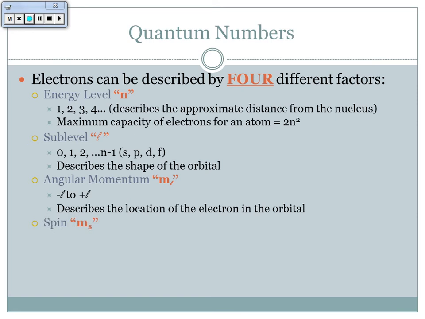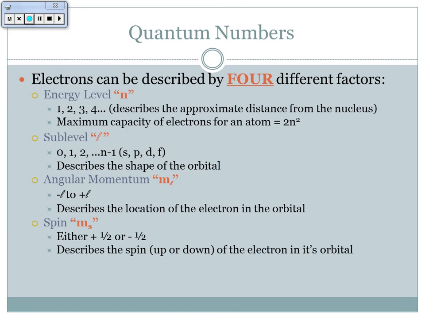And then there's the spin, the final quantum number, M sub S. The spin is either +0.5 or -0.5. Do note the thing is not spinning. Mr. Fernandez would like me to note that the electron is not itself spinning. We're just describing it, which I will go into detail on later. But it's either +0.5 or -0.5. But again, it's not actually spinning. It describes the air quote spin up or down of the electron in its orbital.